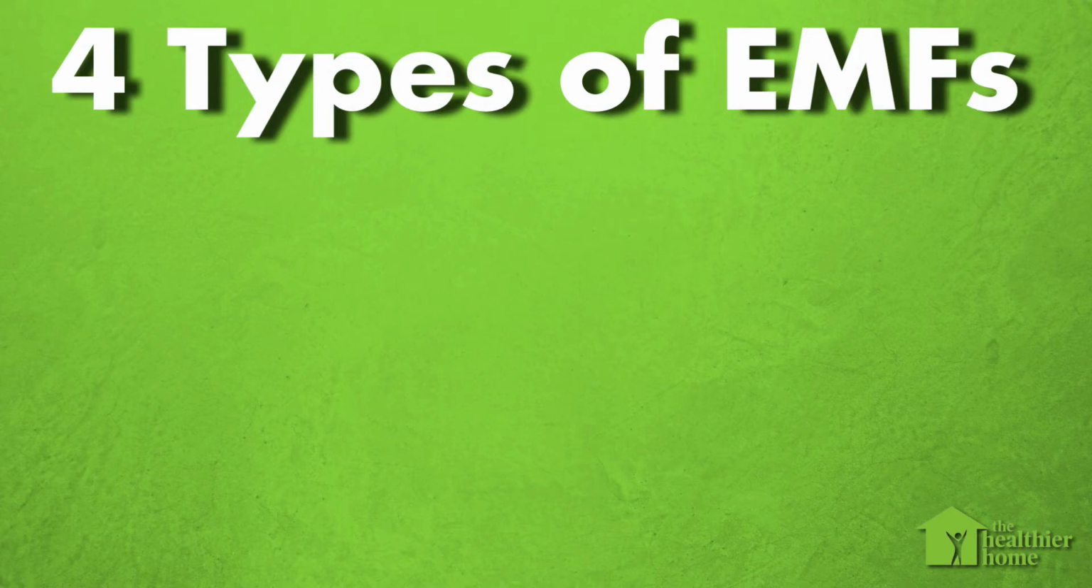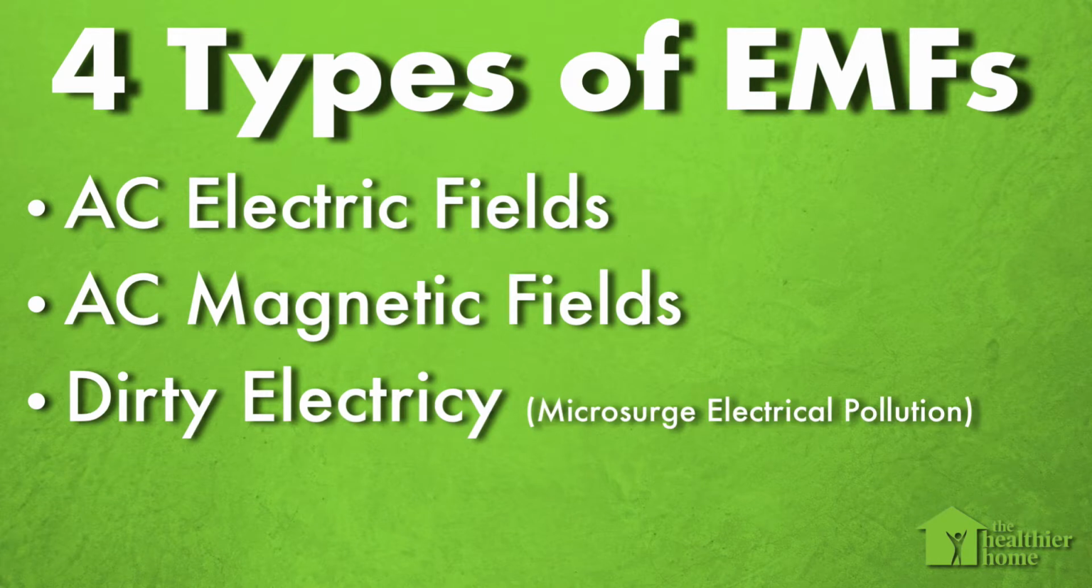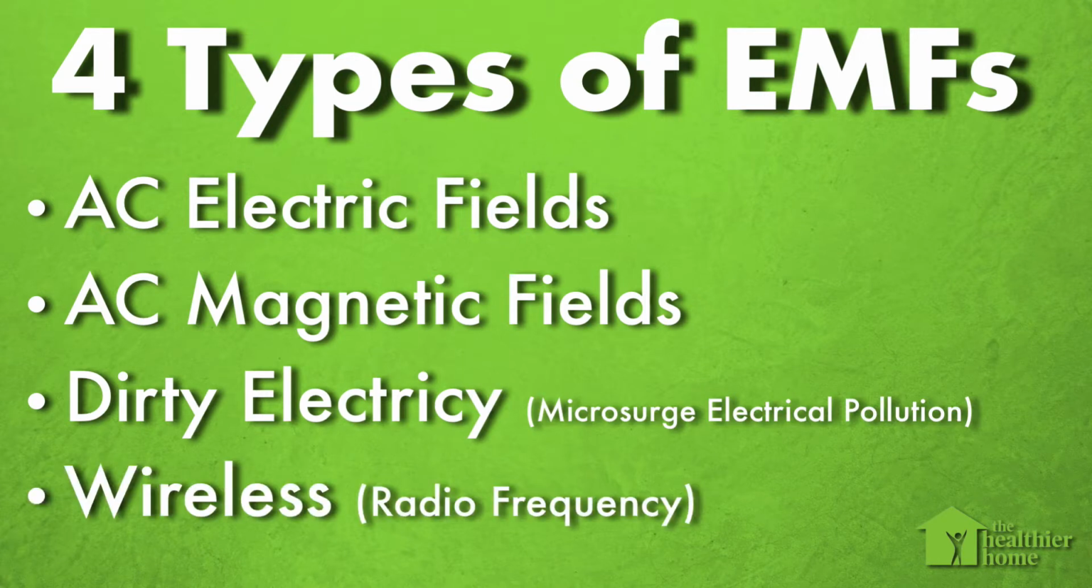And in building biology, we group the EMFs into 4 different categories. So there's 4 different types of EMFs that we look for and that we work to clean up. You could think of these as 4 different sets of frequencies. The 4 different types that we're going to look at in more detail are electric fields, magnetic fields, dirty electricity, and wireless or radio frequency. So these are the 4 types of EMFs that we're going to learn how to recognize and learn how to clean up.